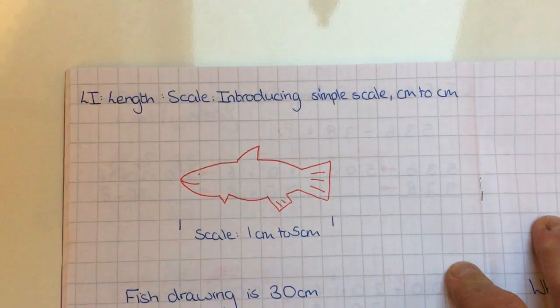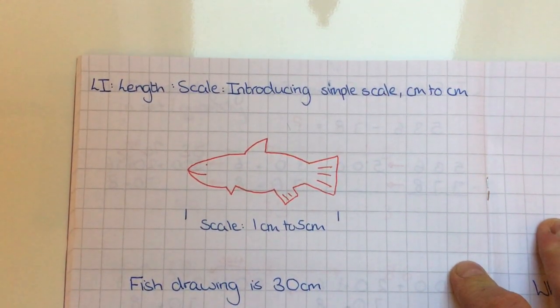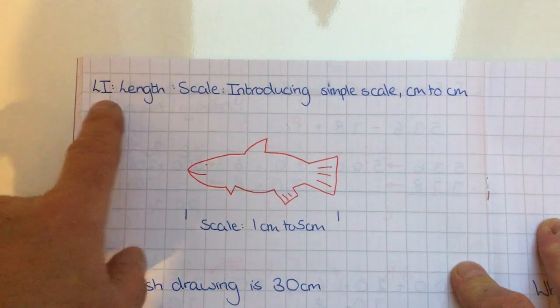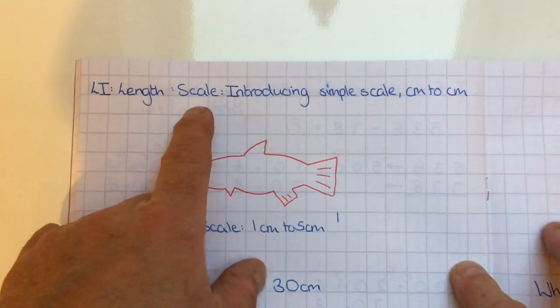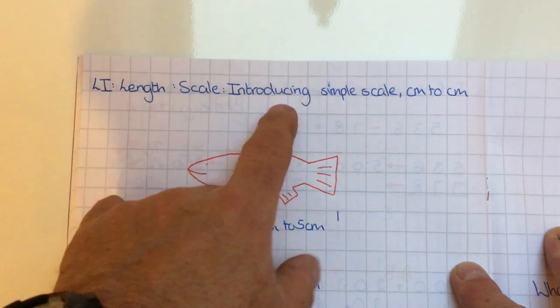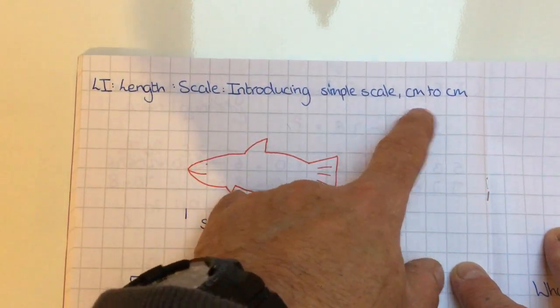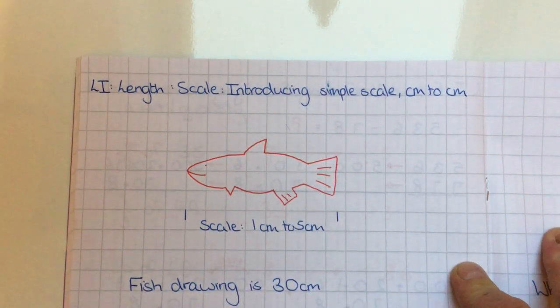Right, so we have finished our work on weight. We're now going to look at another measure, and that is length. Our learning intention is at the top: we're looking at length, and in particular, we're looking at scale within the topic of length. We're introducing simple scales from centimetre to centimetre. So we're staying in the same measure, going from centimetres to centimetres.